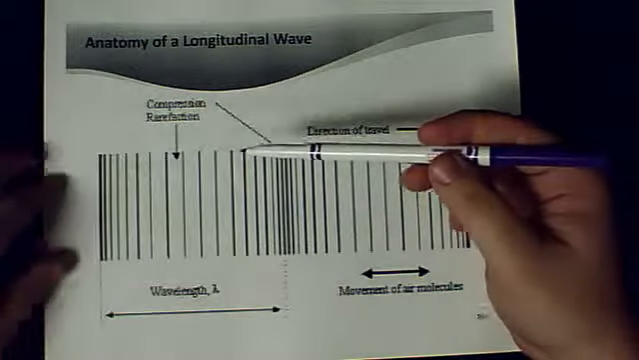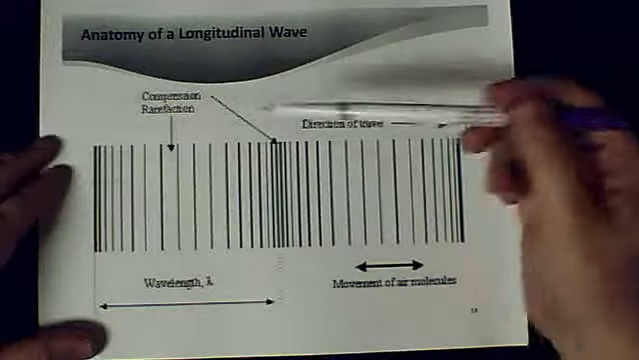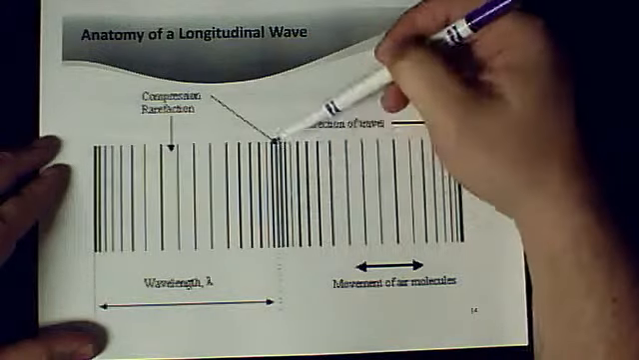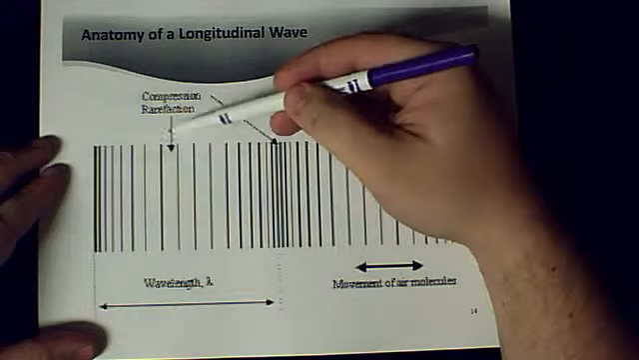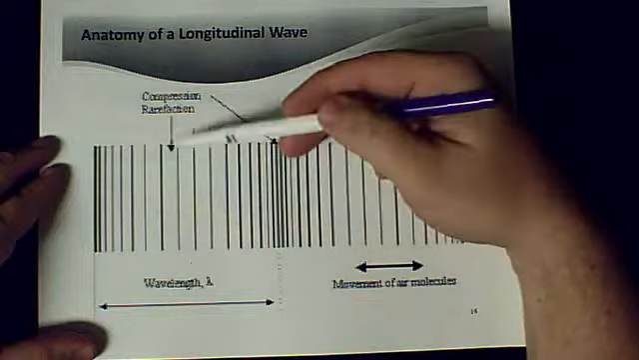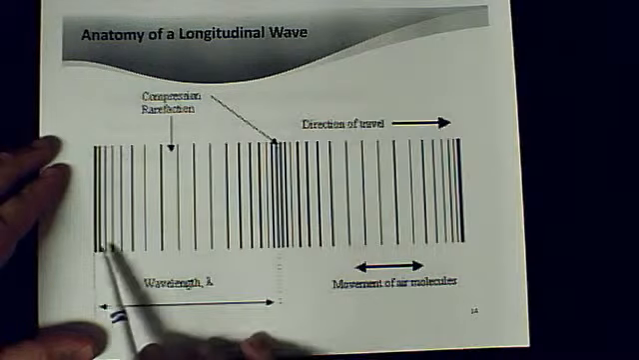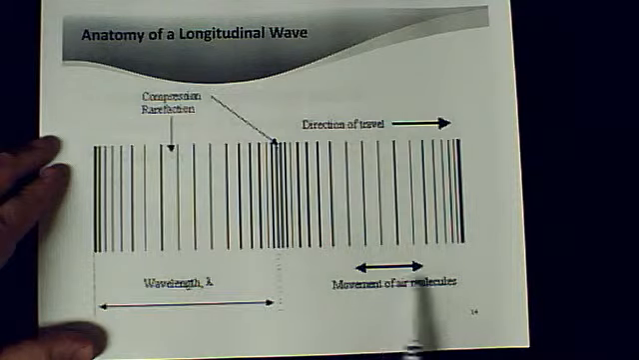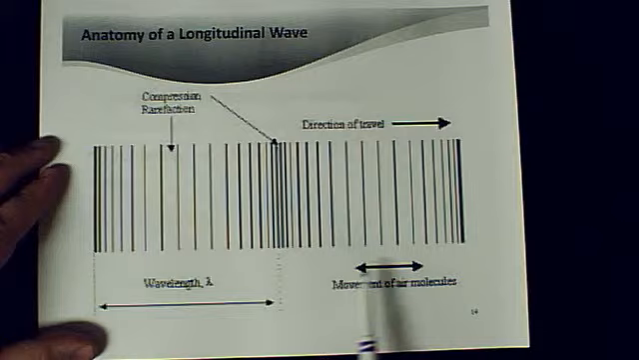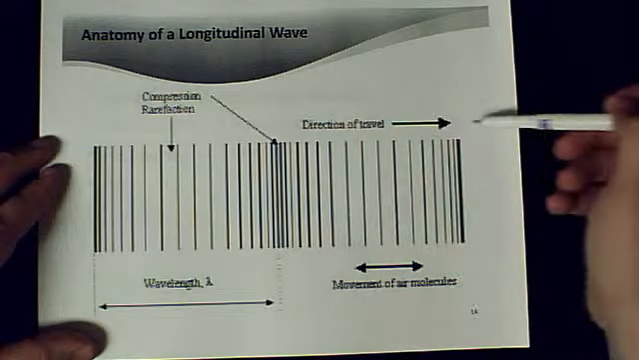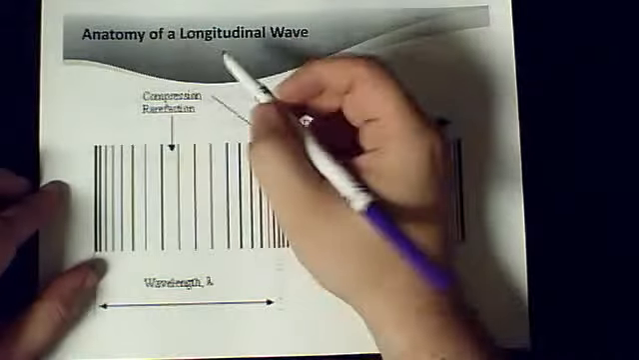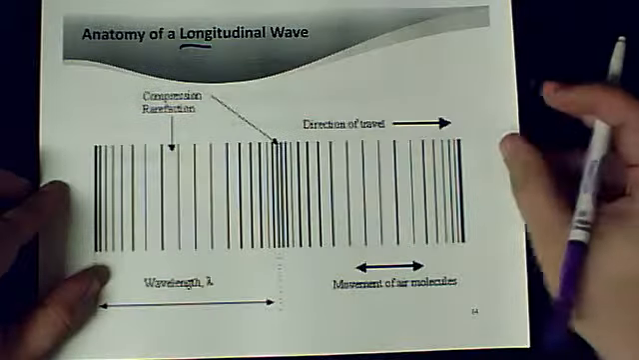And here's another picture of a longitudinal wave. As it says, compression is here. It's the area where they're the most compressed. A rarefaction is the place where they're the most spread out. Alright, your wavelength is from compression to compression. You'll notice the movement of air molecules or movement of medium molecules is back and forth, and the direction the wave travels is this direction, so it's parallel or along the length of the wave.